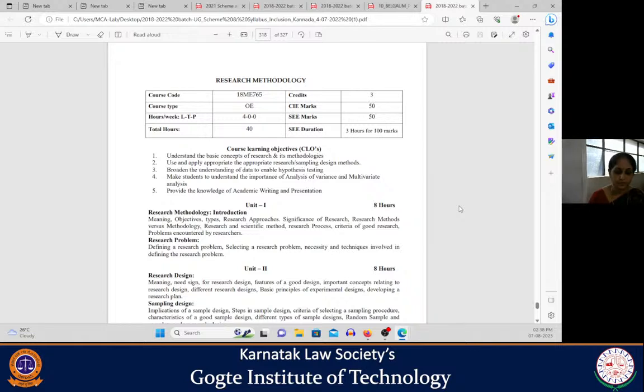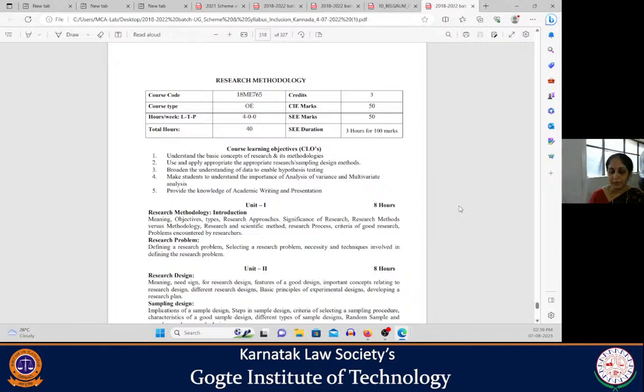Good afternoon, all. Myself, Rupa Navalli, from the Mechanical Engineering Department, will be taking up research methodology with the subject code 18ME765. Research methodology is a way to systematically solve a research problem, and it may be understood as a science of studying how research is done scientifically. It provides a structured and systematic approach to gathering, analyzing, and interpreting data. Hence, this subject is useful for students of all branches.